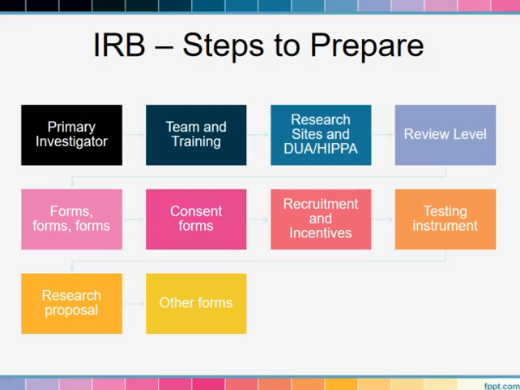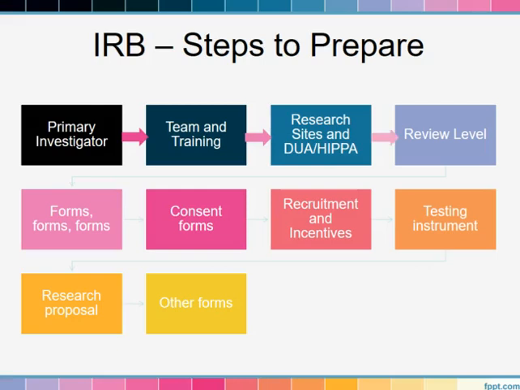I've obtained IRB approval for several studies, and it's very comprehensive. There are several steps in preparing for an IRB submission. First, determine who will be the primary investigator for the study. Next, form the team and ensure that all the team members have completed an ethics training course. Next, determine the research sites and obtain any necessary data use agreements, HIPAA documentation, or other paperwork.